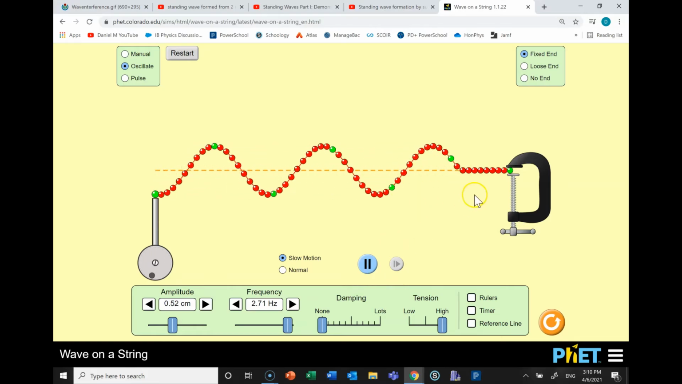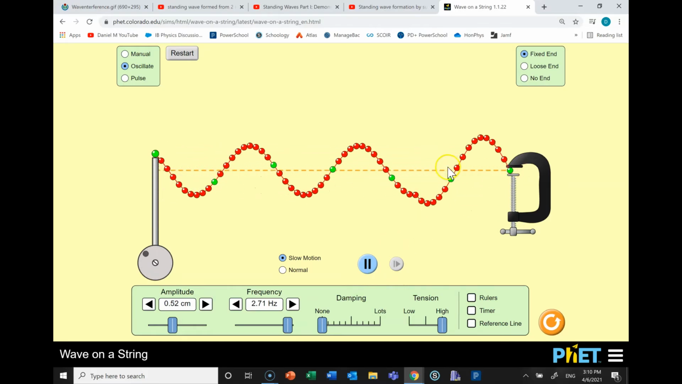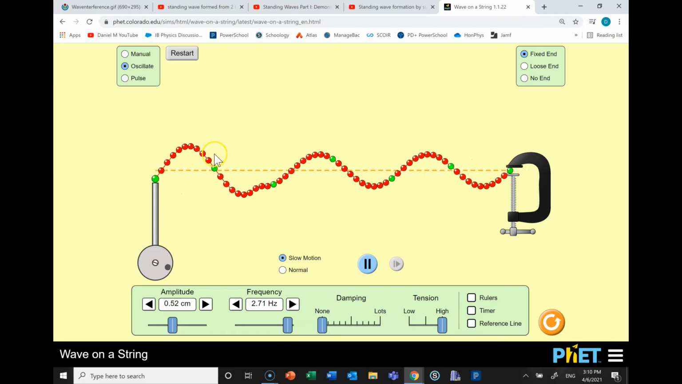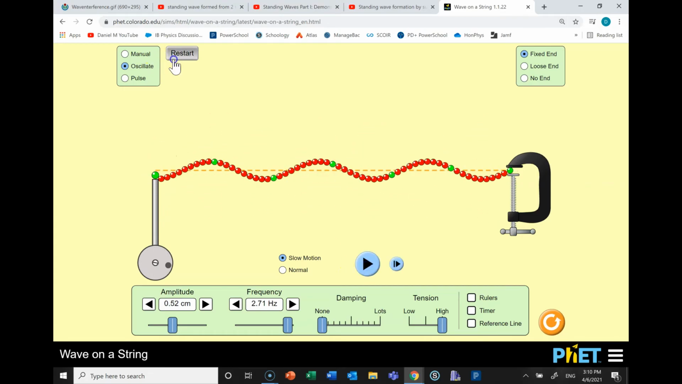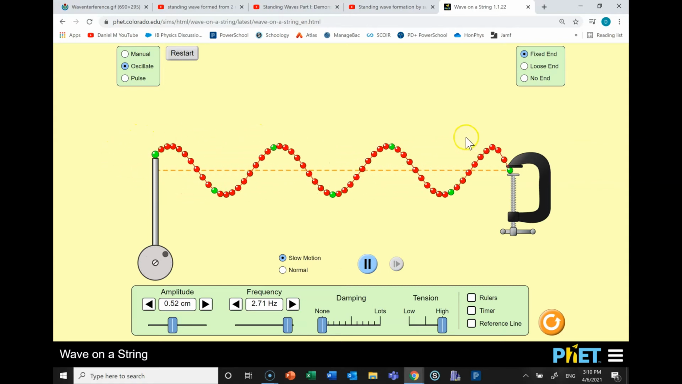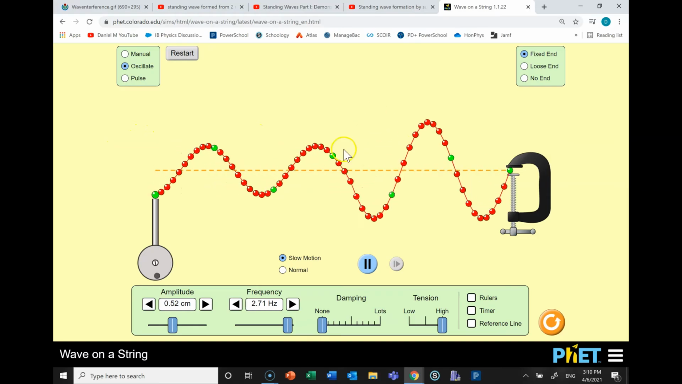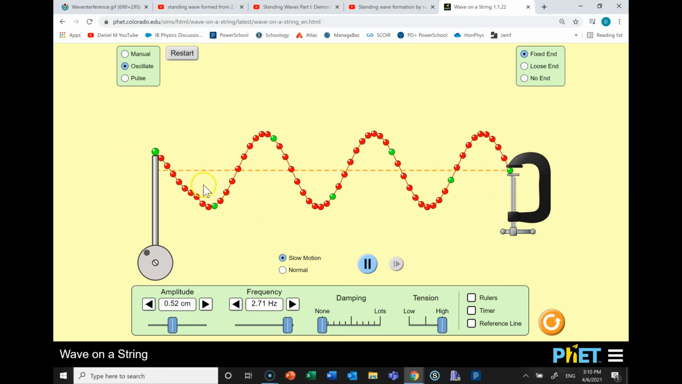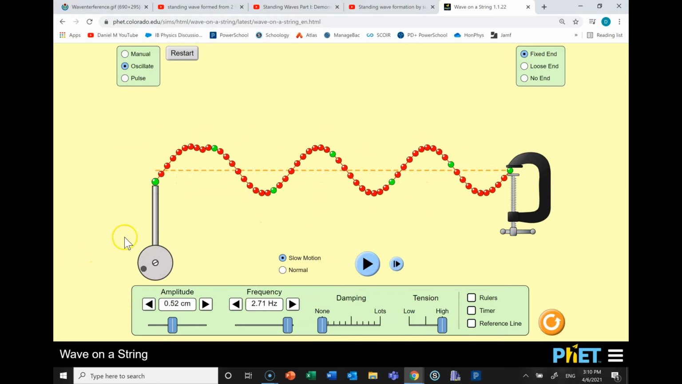The wave travels down, and when it reflects, the reflection interferes with the oncoming wave. So more waves keep getting produced from the left. They keep on traveling to the right. And now you have another wave traveling to the left, the reflection. And it's to here and then here. And that's what creates the standing wave.